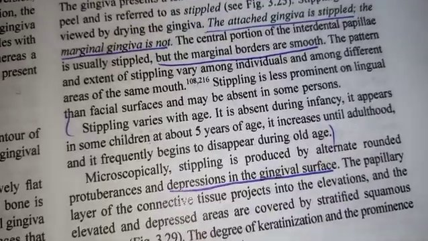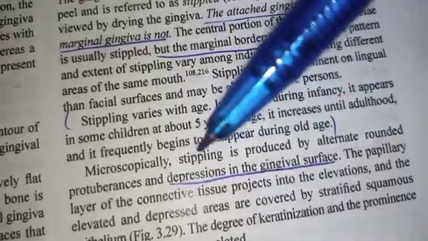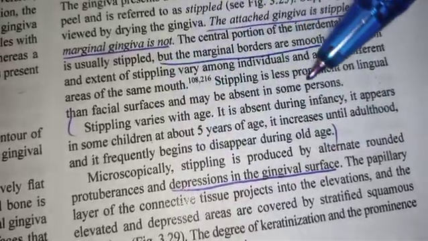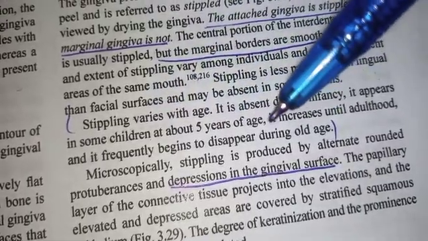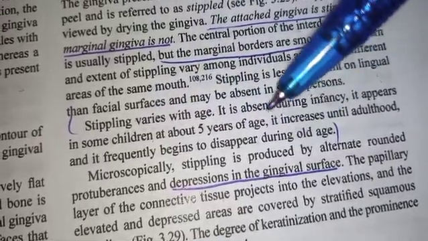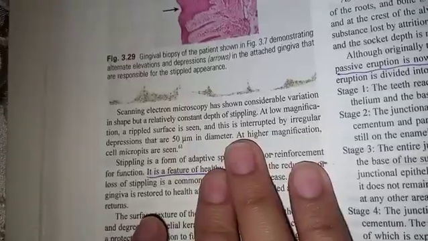So what is stippling? These are the depressions and protuberances in the gingival surface. It is absent in neonates, but it appears after 5 years. It disappears during old age, and it is a sign of healthy gingiva.